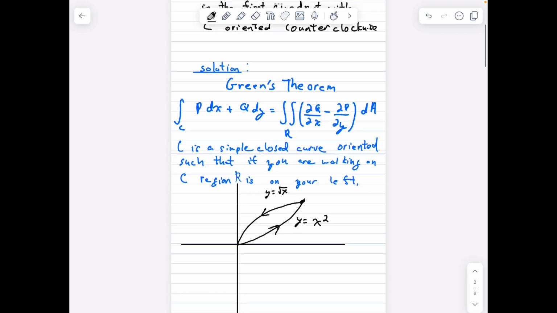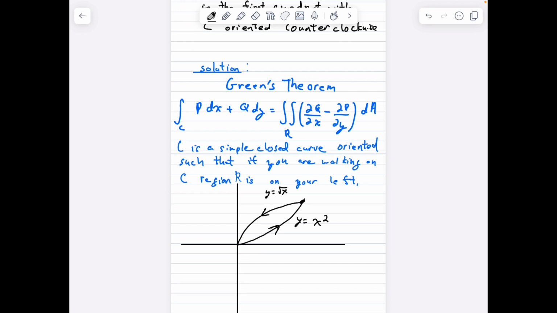So let me go ahead and look at Green's theorem first of all, which says that the line integral over C of P dx plus Q dy is equal to the double integral over the region R of the change in Q over change in x, minus the change in P over change in y, dA. Where C, this is important, is a simple closed curve oriented so that if you're walking on C, the region is on your left. A couple things.